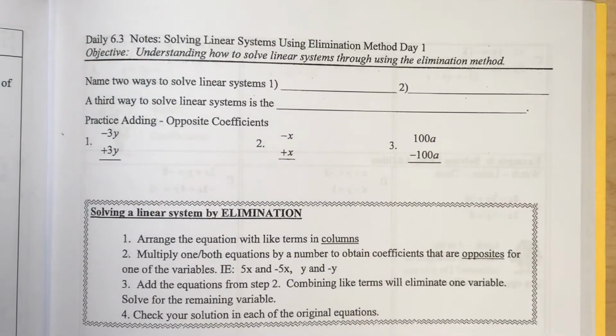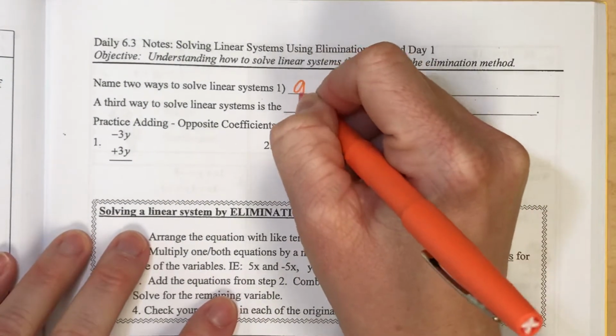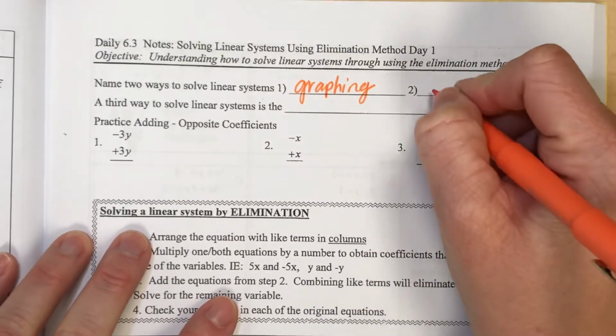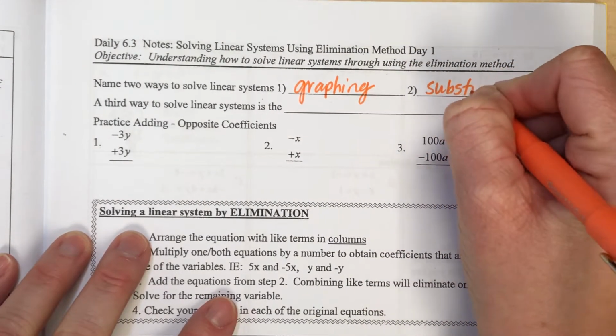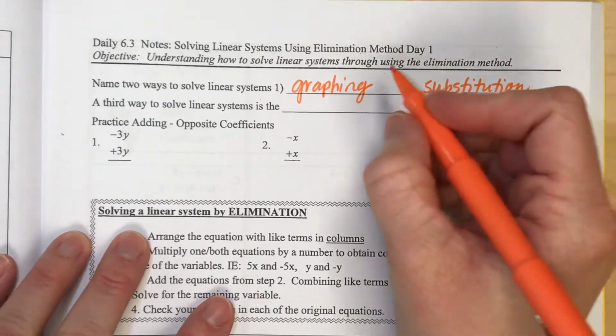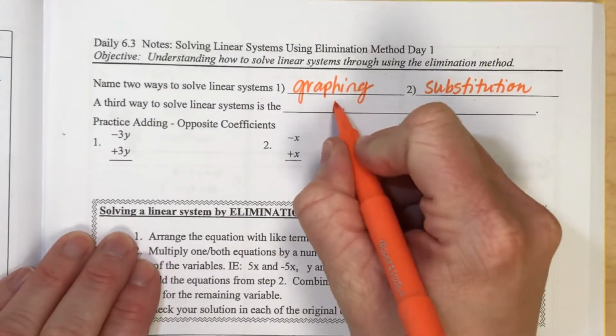Name two ways that we've already learned to solve a linear system. One of those ways is graphing, and the second way we've learned so far is substitution. And then the third way we're going to learn today is called elimination.